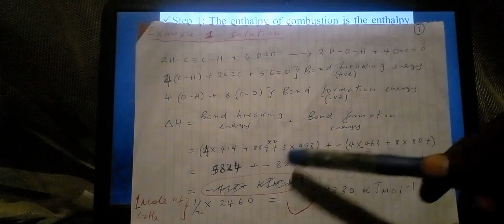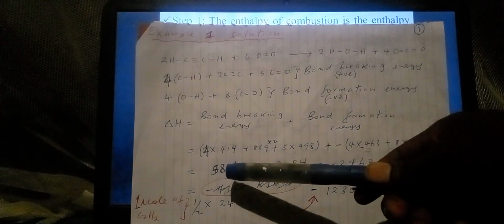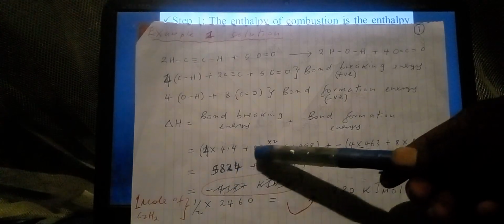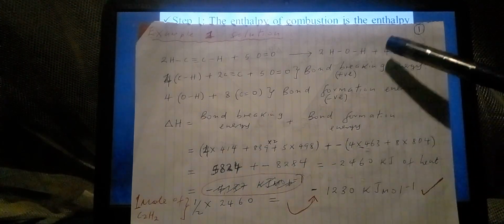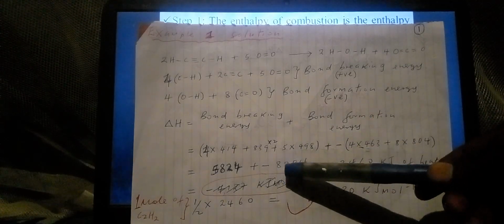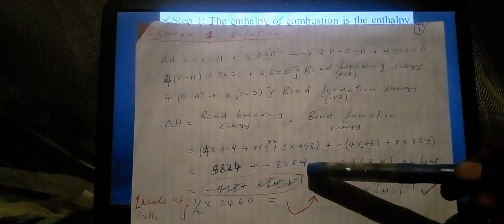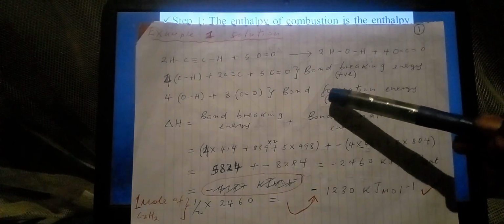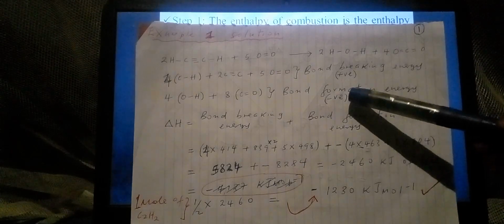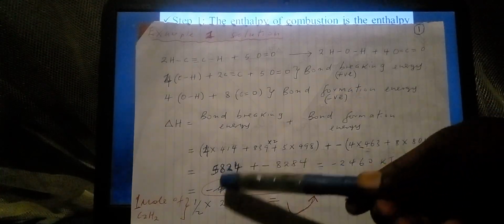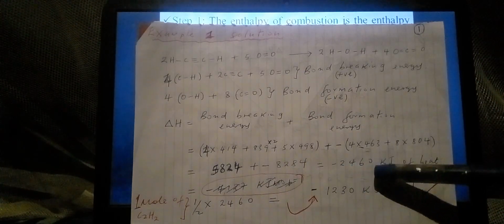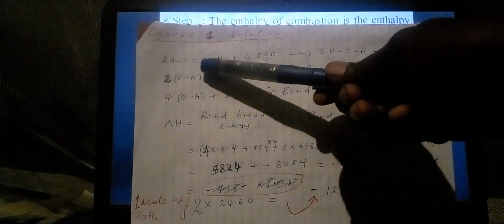When you work it out, for bond breaking energy we shall get 5,824. Then plus minus for bond formation we shall get 8,284 kilojoules of heat. But remember, it is given a negative value because it is an exothermic process. So heat is given out. When you get the sum of the two, we shall get negative 2,460 kilojoules of heat.